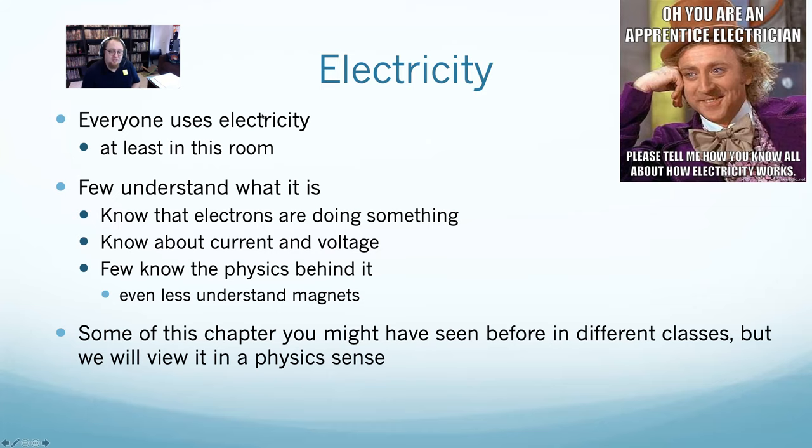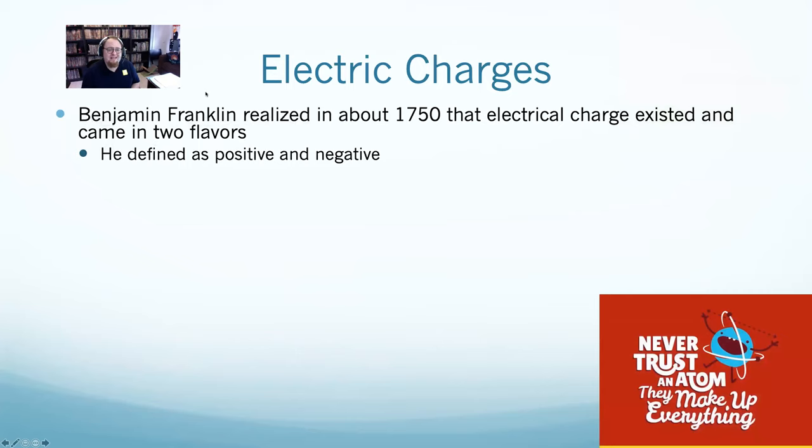Now, the first real discoveries in electricity came with the realization of electric charge. Benjamin Franklin, in around 1750, realized that electrical charge existed and comes in two flavors. He said there's such a thing as positive electric charge and negative electric charge. He arbitrarily decided one was positive and one was negative. He guessed wrong. It's still how we decide it: what he called negative, we call negative, and what he called positive, we call positive. But if we had defined it the opposite way, all of the math would have been so much easier. Oops, that's annoying, such is life.